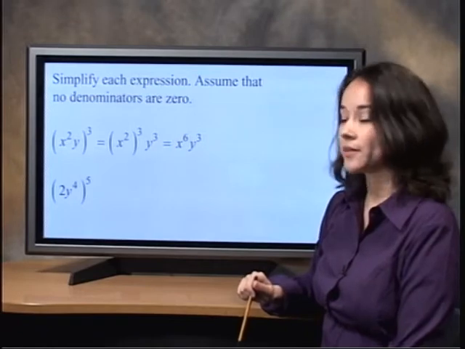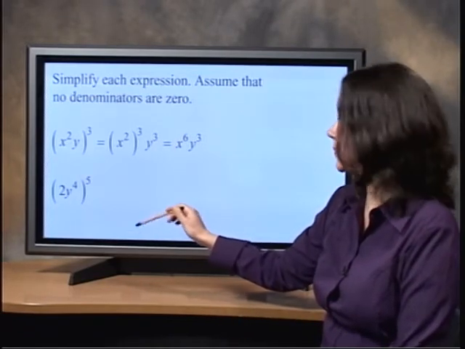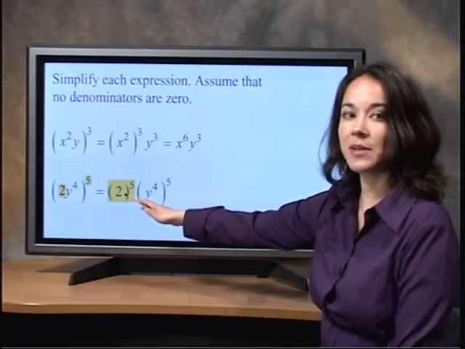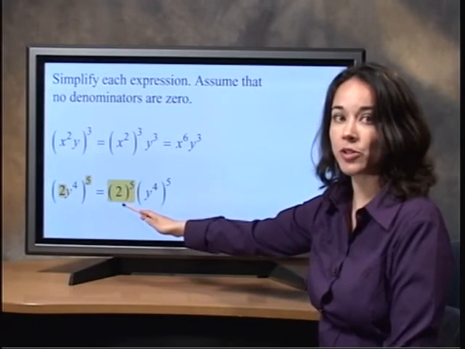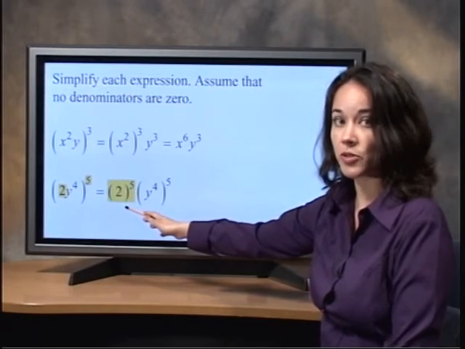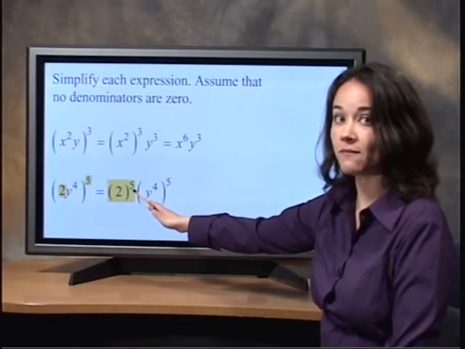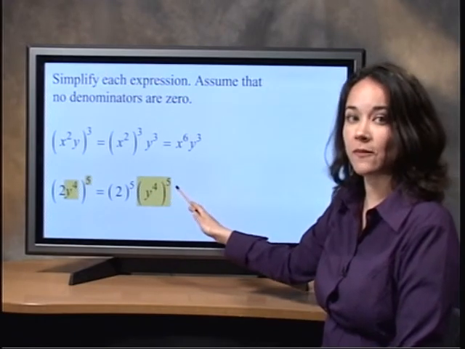Okay, let's try another one. The quantity 2y to the fourth raised to the fifth power. Now again, we distribute the exponent. In this case, sometimes it's easy to forget that it is necessary to distribute the power to coefficient or numerical terms. But we do have to distribute the 5 to the 2, so we have 2 to the fifth. And then we have y to the fourth, that quantity raised to the fifth.